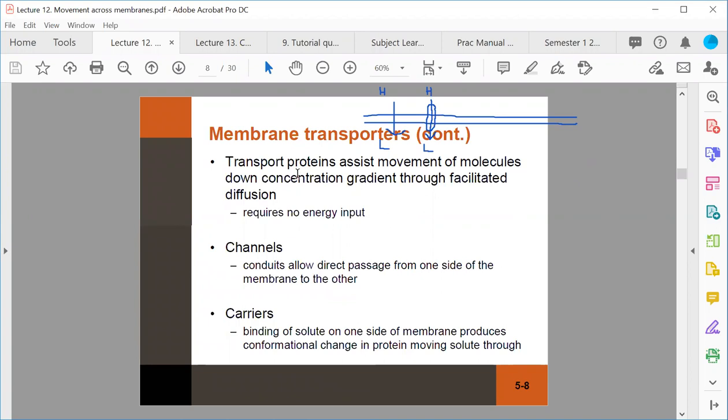All right, so these transport proteins assist the movement of molecules down a concentration gradient through facilitated diffusion. It requires no energy input, still a passive process. There are two major types of membrane transport proteins. There are channels, which allow direct passage from one side of the membrane to the other. And then there's a different type, called carriers. They tend to bind the solute on one side of the membrane. The act of binding produces a conformational change in the shape of the protein, and this enables the solute to be passed from one side of the membrane to the other.